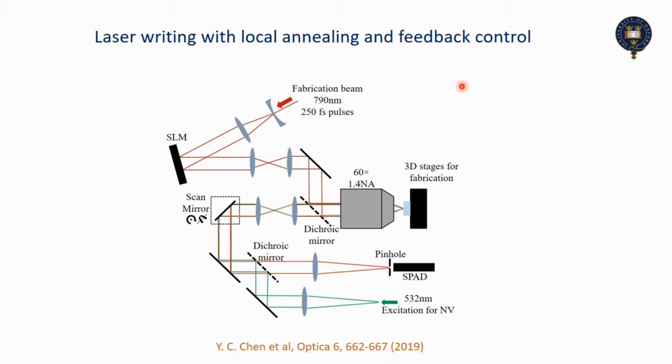So the next step of our work, in an effort to achieve greater control over the writing of individual sites, was to introduce the laser annealing of the diamond, as well as using the laser to create the vacancies in the first place. So here you can see we have our Ti-Sapphire laser fabrication beam. We use a spatial light modulator so that we can compensate for aberrations and make our focal spot as small as possible. And we have 250 femtosecond pulses with a 1 kilohertz pulse stream, which we will use for the annealing process. In addition, we build onto our writing microscope a basic fluorescence microscope so that we can excite at 532 nanometers and measure fluorescence using a single photon detector.